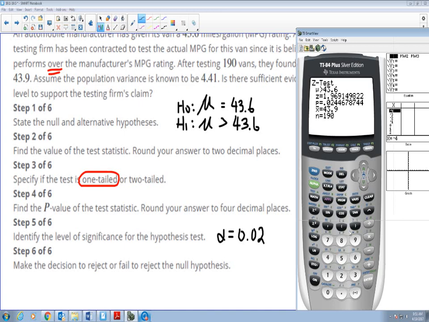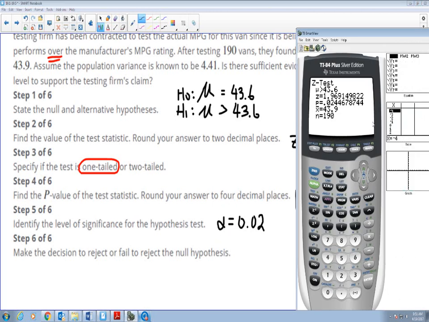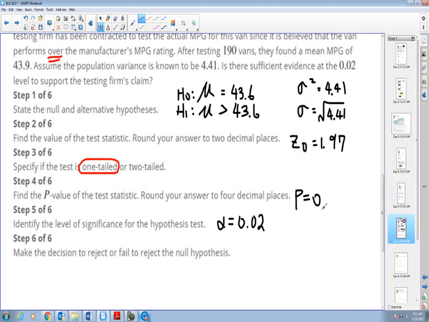All right, let's calculate. Voila. Remember now, this Z is your test statistic. It's at 1.97. Your test statistic is 1.97. All right, your p-value, to 4 decimal places, is 0.0245. So let's make a decision.